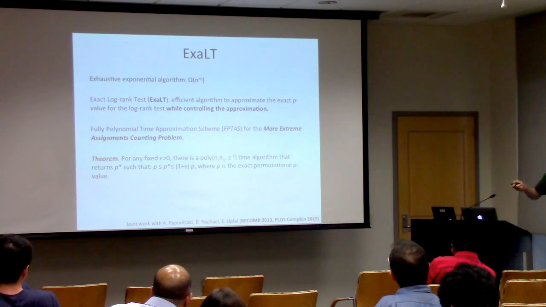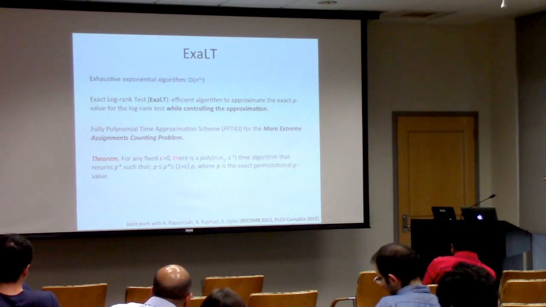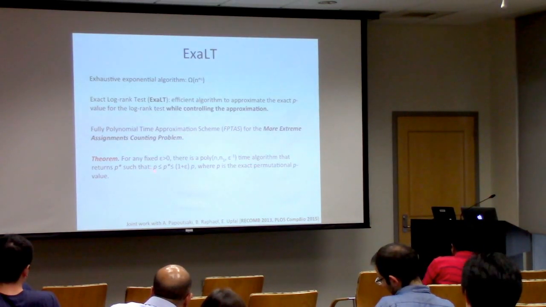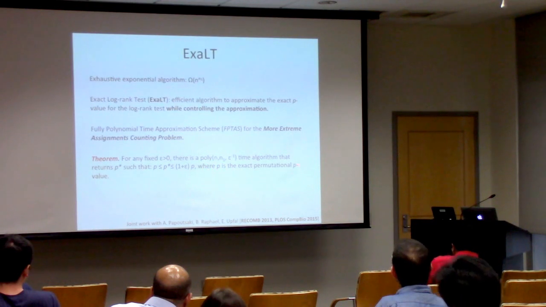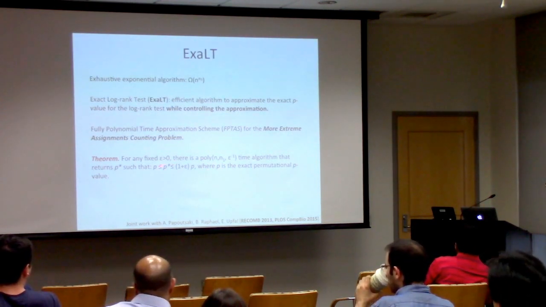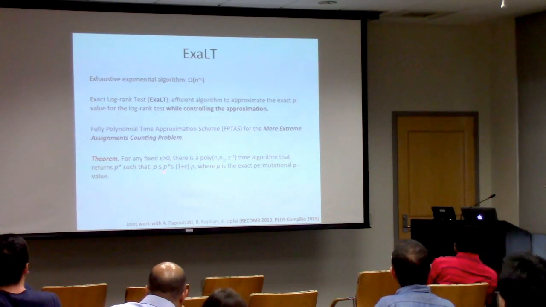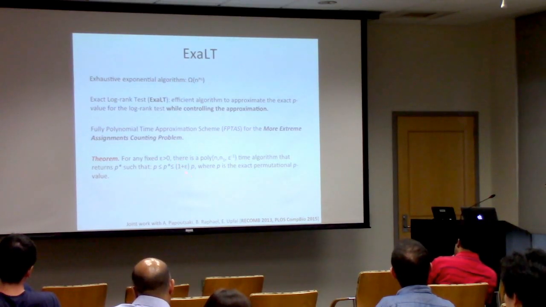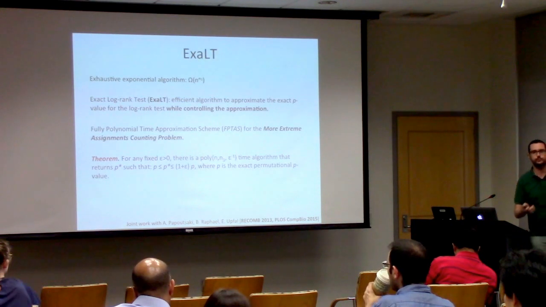So actually what we can prove is that for any fixed epsilon greater than 0, there is a polynomial time algorithm such that if p is the p-value that we want to compute, we can produce in output a value p star that is greater or equal than p, so it's a conservative estimate of the p-value, but it is less or equal than (1 plus epsilon) times p, where epsilon is given in input by the user. So we can control the approximation.